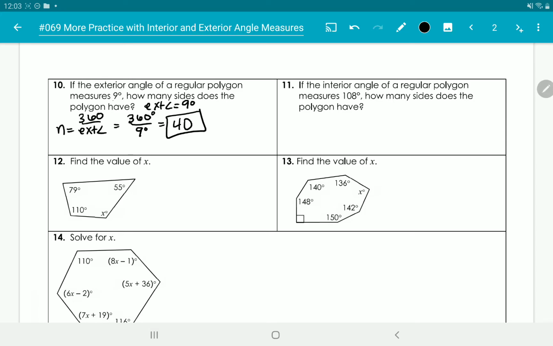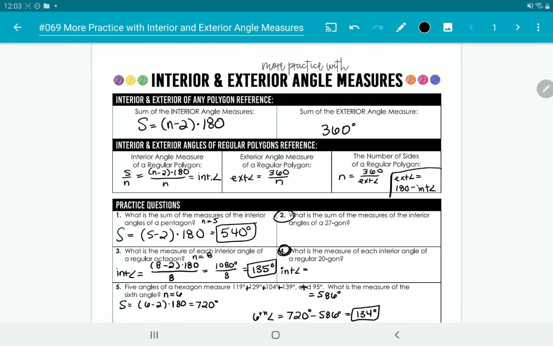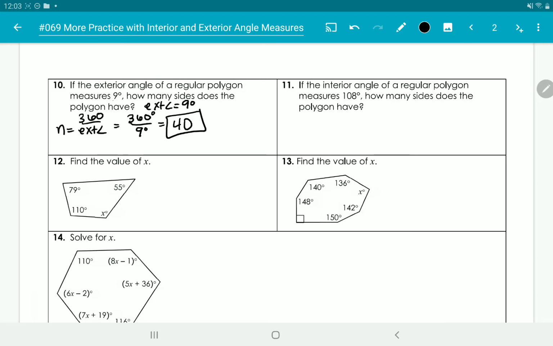regular polygon. Number 11 also asks us how many sides, and it gives us the interior angle. Okay, so we're going to be looking at this one again, but it gives us the interior angle. So in order to find the exterior angle, you know it's going to be 180 minus this interior angle. So we'll do 180 minus 108. That's going to give us 72 degrees.